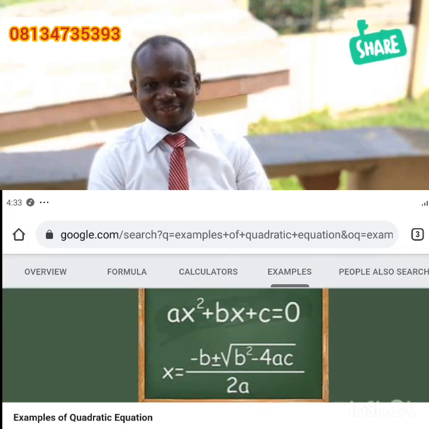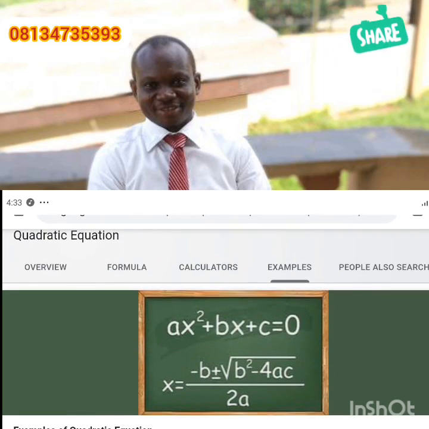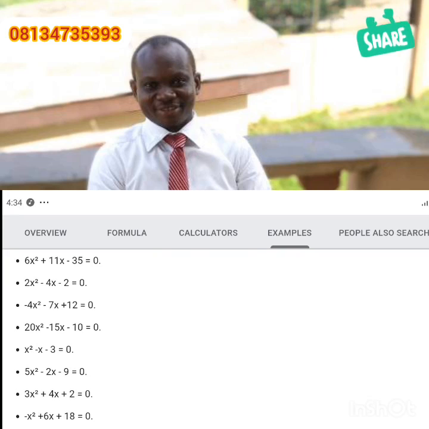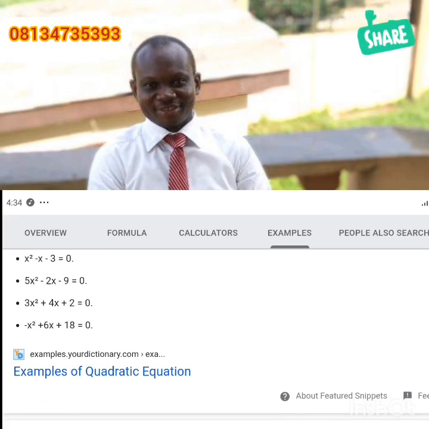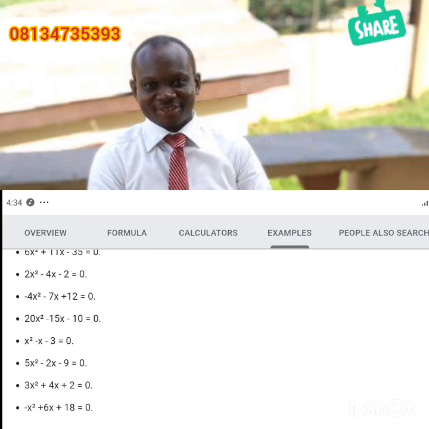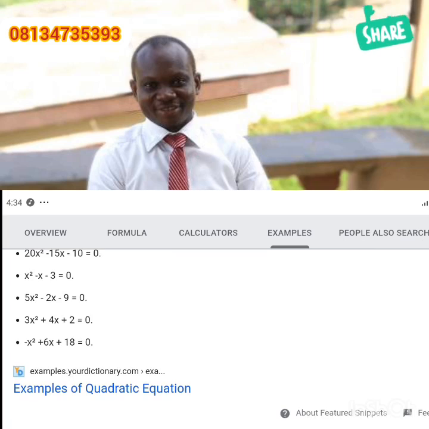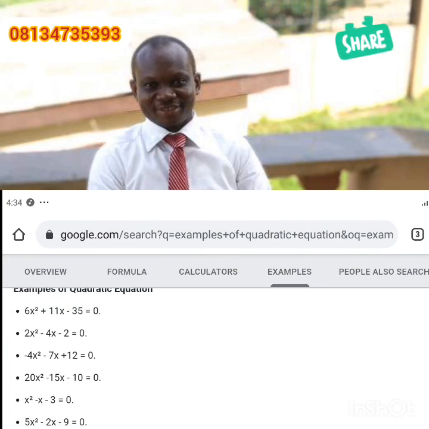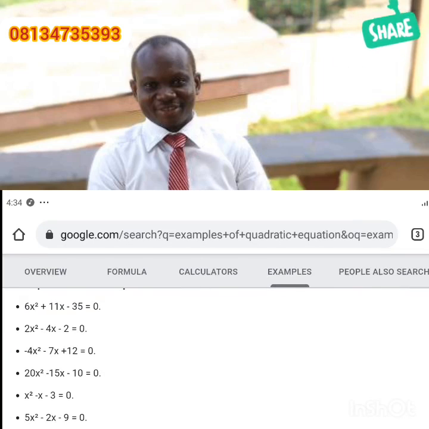Don't forget we are looking at that. Okay, 6x squared plus 11x minus 35 equals 0, and then we have 2x squared minus 4x minus 2 equals 0. We have minus 4x squared minus, a list of examples there. So I will do number 1. Try and do the rest of the quadratic equations. Okay, are we ready for this?